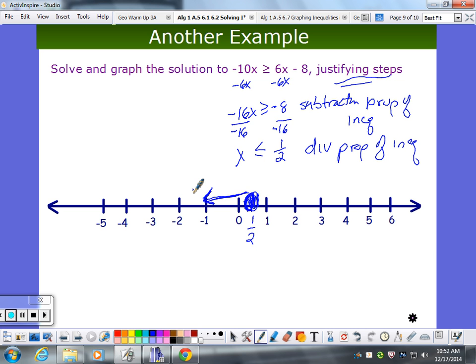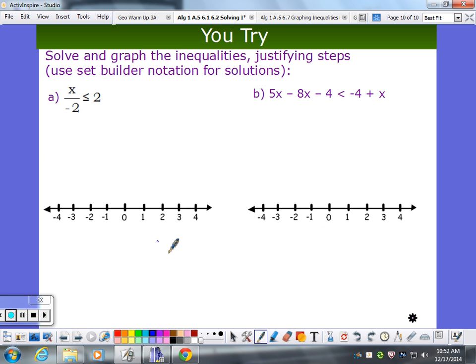Who gets it? Who has a question? Because I am going to leave this. I think you guys get this. There are some Try-Its. Yeah, give it a shot. I just want to make sure we are good. Just give these a shot. Let's see. That's what I got. That's what I got. What do you guys think?